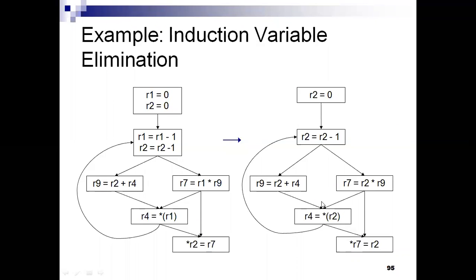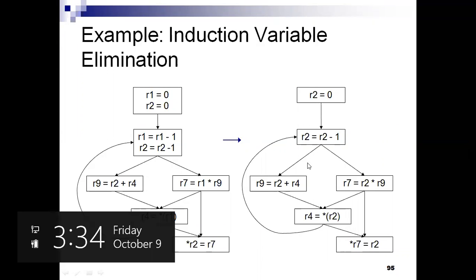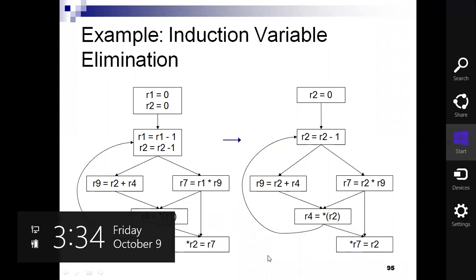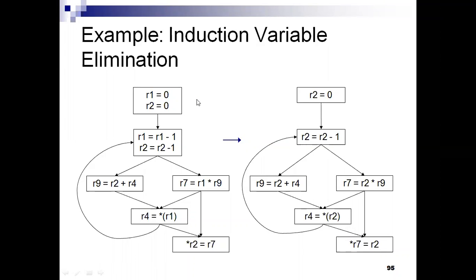But what's the difference here is, by applying the transformation, we get the structure like this, by eliminating R1 is equal to 0 and R1 is equal to R1 minus 1. See here, R7 is equal to R1 into R9, but instead of R1, what did I use here? R2.